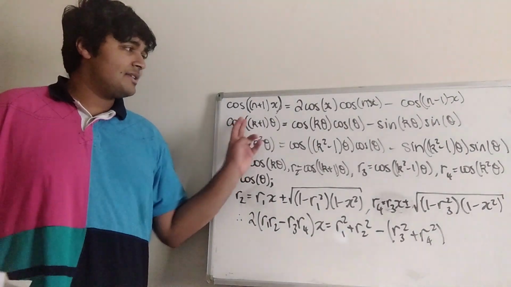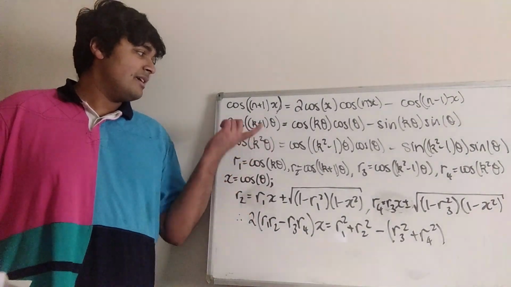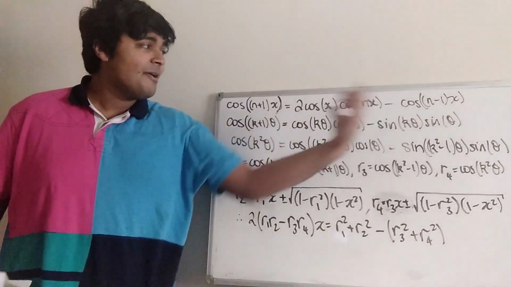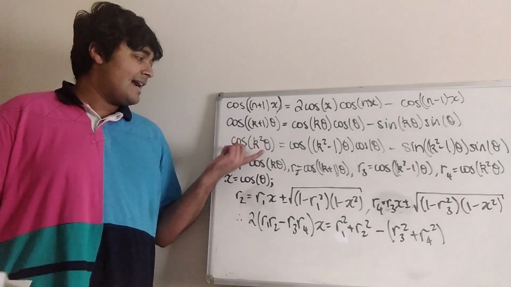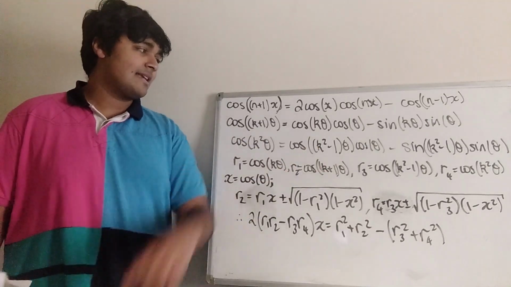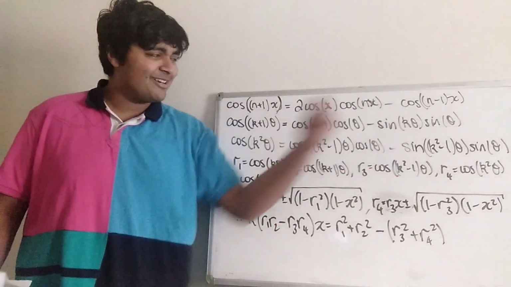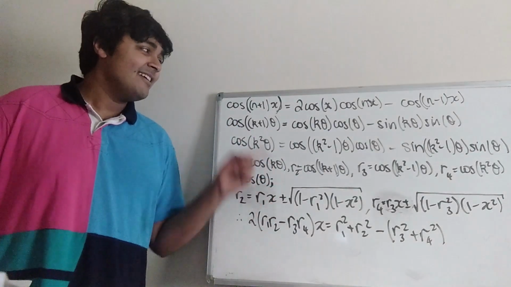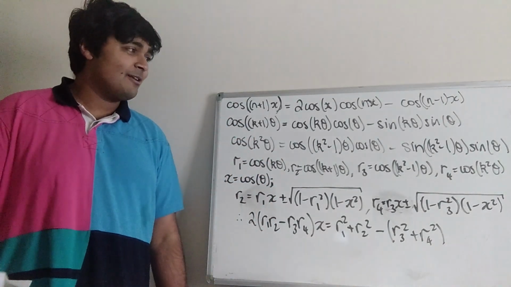Okay, the next two lines I've written down just follow from the double angle formulae. Cosine of (k+1)θ is cos kθ cos θ minus sin kθ sin θ, and cos of (k²)θ is cos (k²−1)θ cos θ minus sin (k²−1)θ sin θ. Again, these both just follow from the double angle formulae.